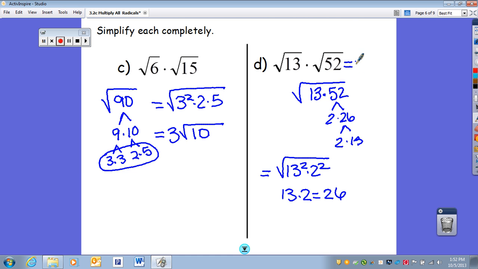Some of you may want to multiply this together right away, which is 676. Some of you might recall that that's 26 times 26, that 676 is a perfect square, but most of us would have had to do the factor tree to figure that out.